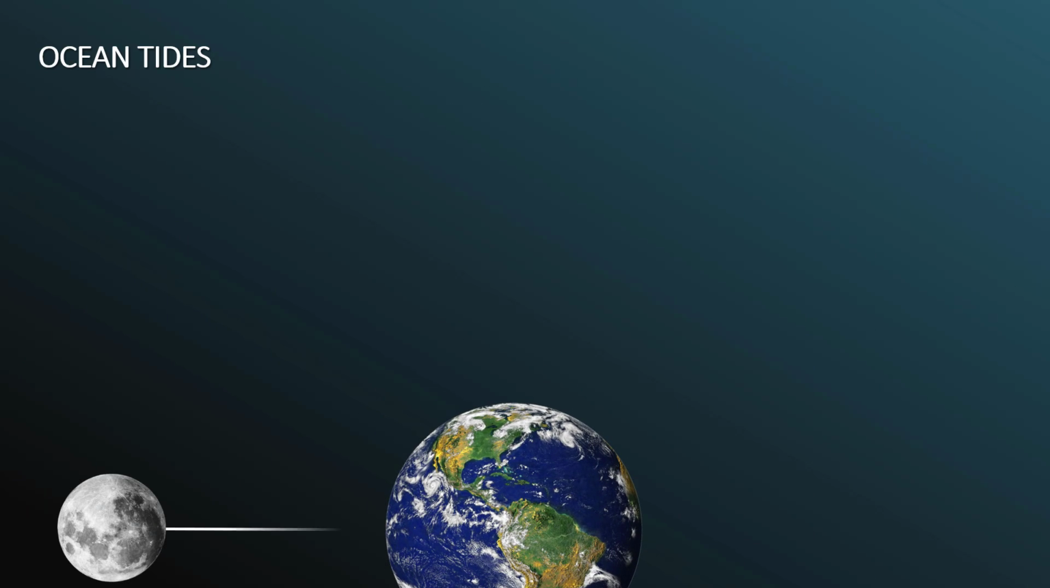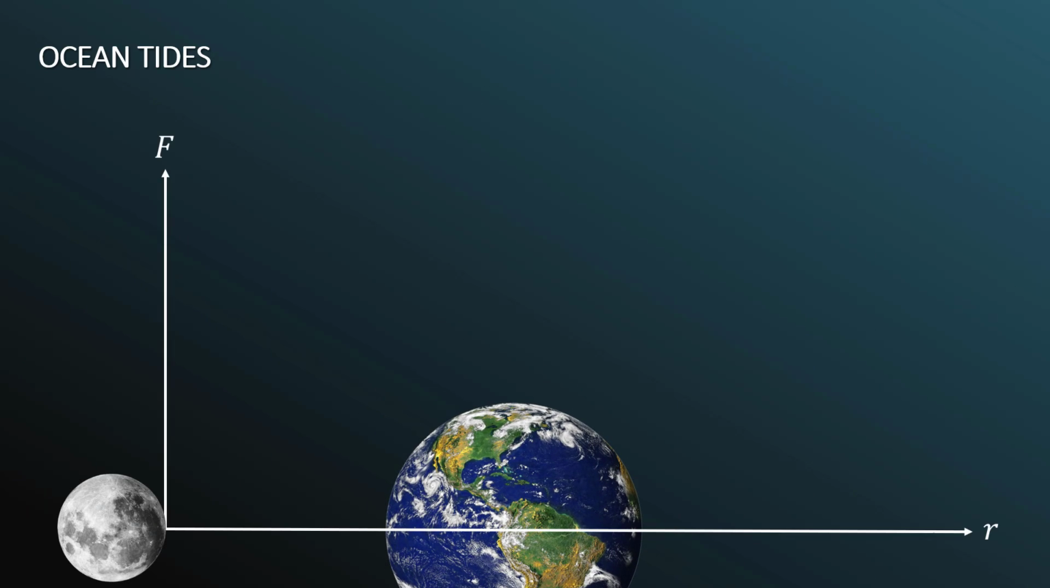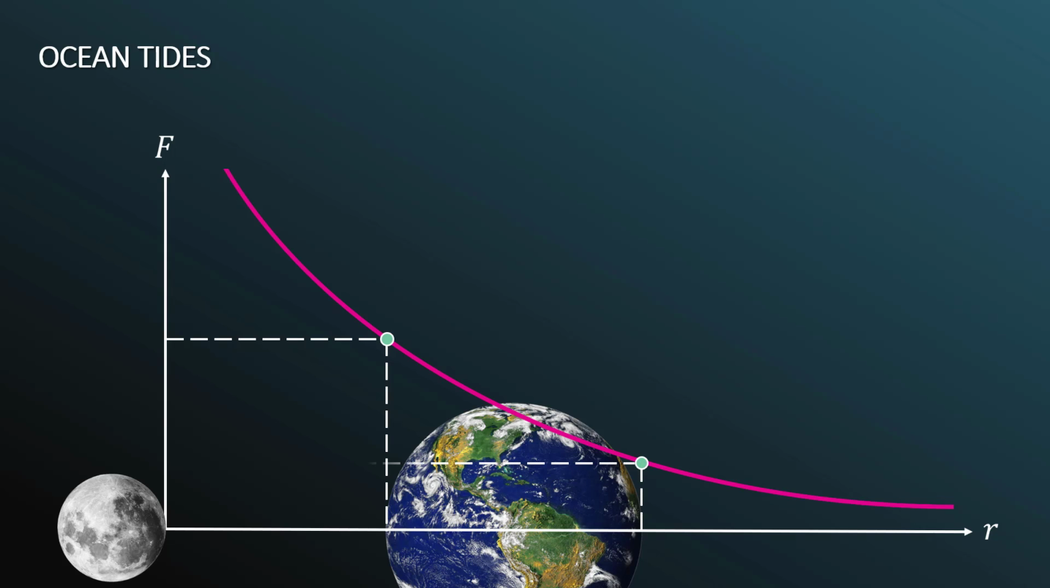So here's the Earth and the moon. Let's draw our axes, force and distance. Let's draw the gravitational force plot, and let's draw the force from the moon on the Earth on the side of the Earth nearest the moon. So it's some value, and then the force of the moon on the Earth on the farther side of the Earth. This is the difference in the gravitational force due to the moon. So the difference of the force from the nearest side to the farthest side is some value. I don't care about the value here, not specifically. I care about the difference between the nearer side and farther side.